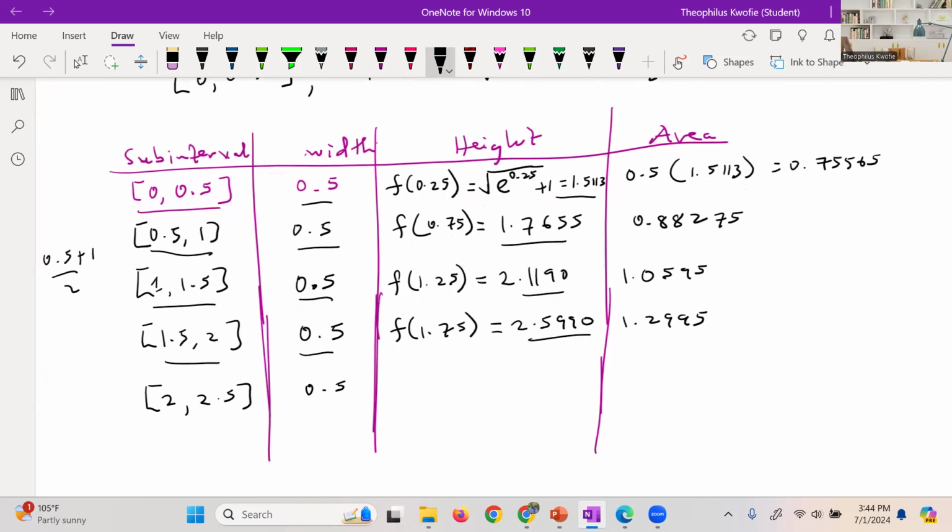So the width stays the same. Then we take the midpoint of this, and that should give us 2.25. And then we plug into that, and that should give us 3.2385. So the area will be the height multiplied by the width, and that should give us 1.61925.